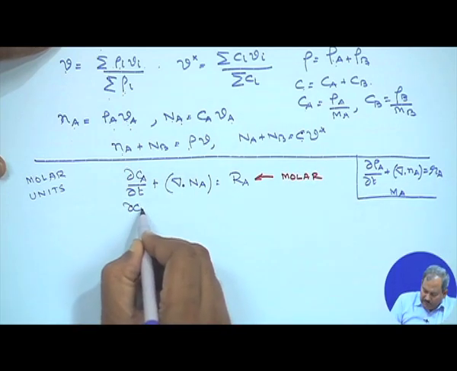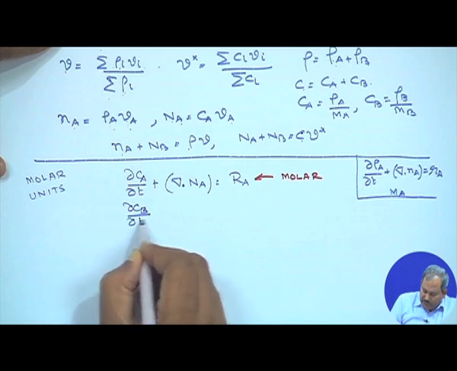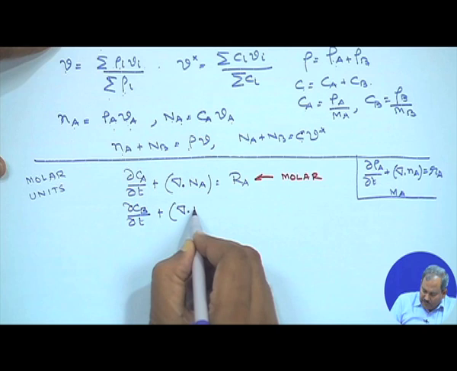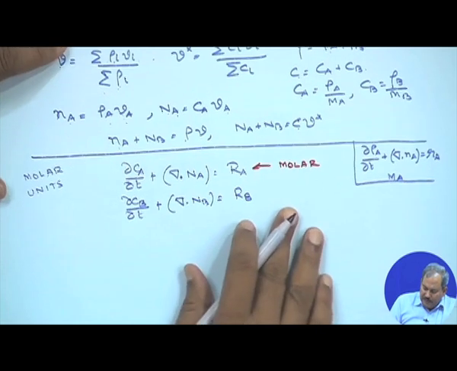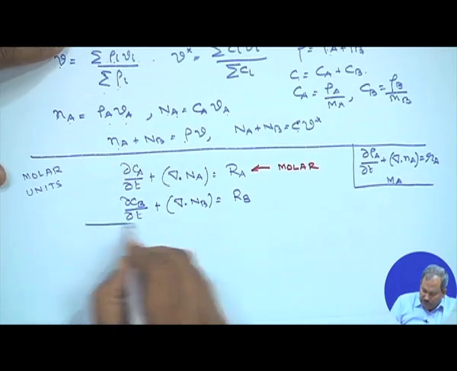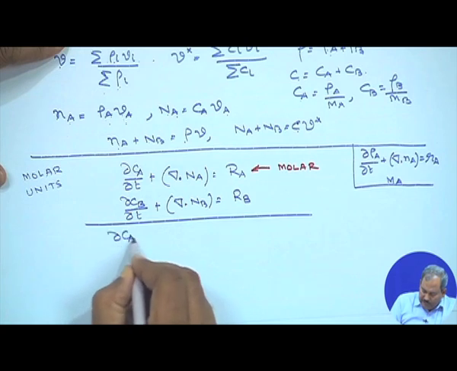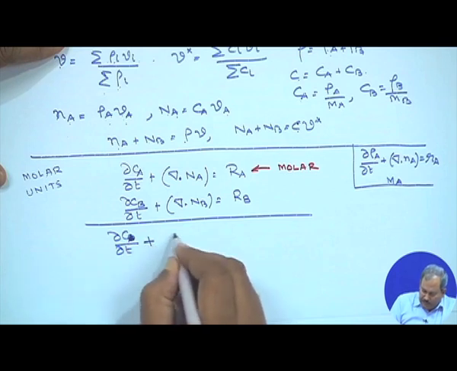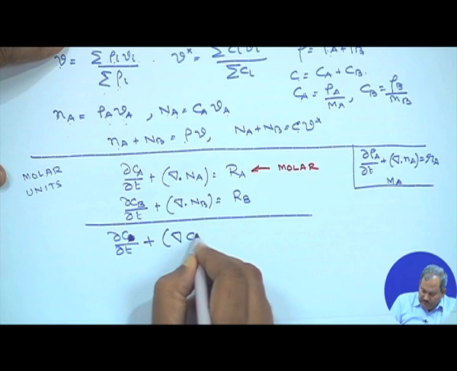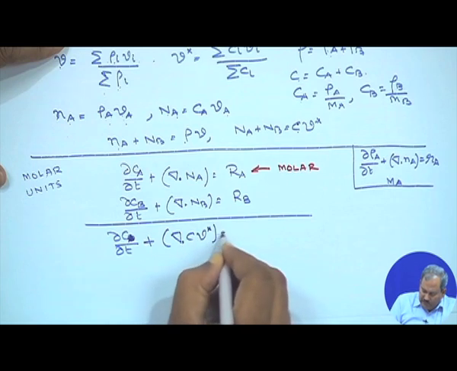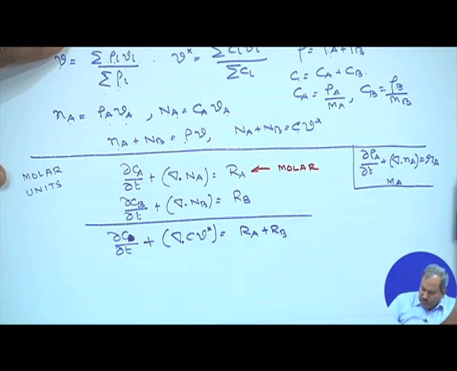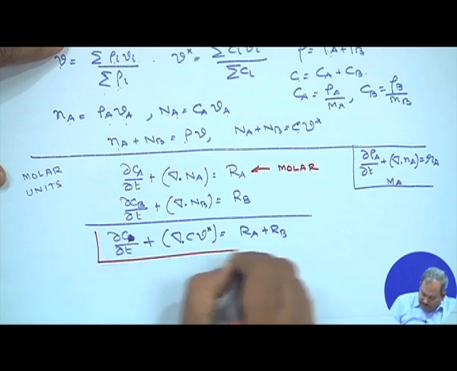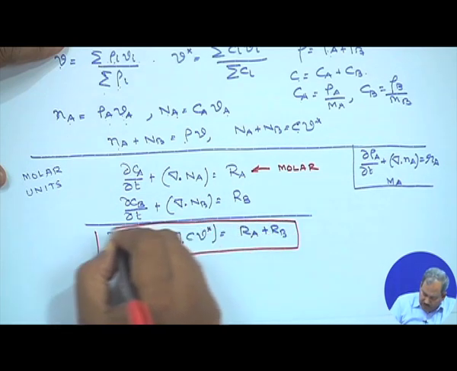I can write this for component B as well. So, del Cb by del t plus del dot Nb is equal to Rb, which is again in terms of moles. When you sum them together, del C by del t plus del dot C V star is equal to Ra plus Rb. So, this is the equation of continuity in molar terms.